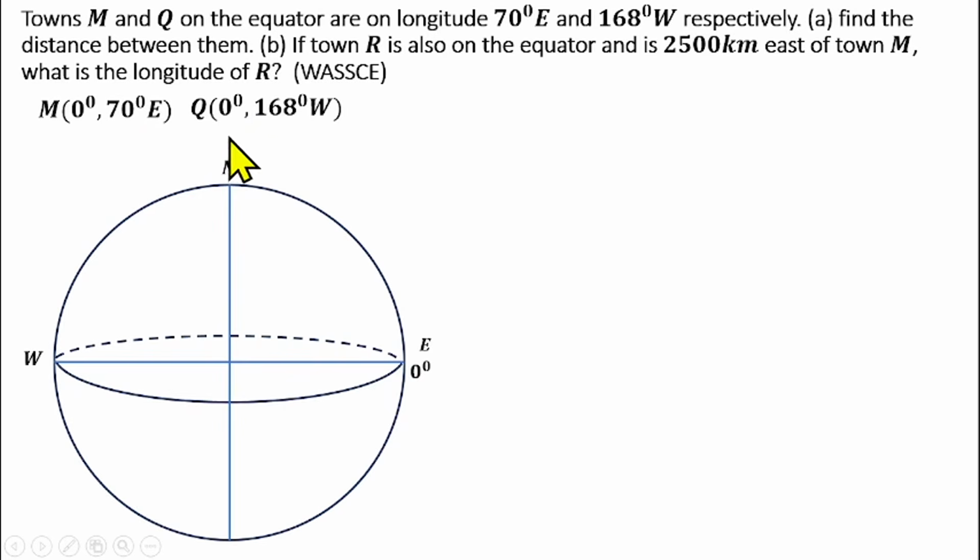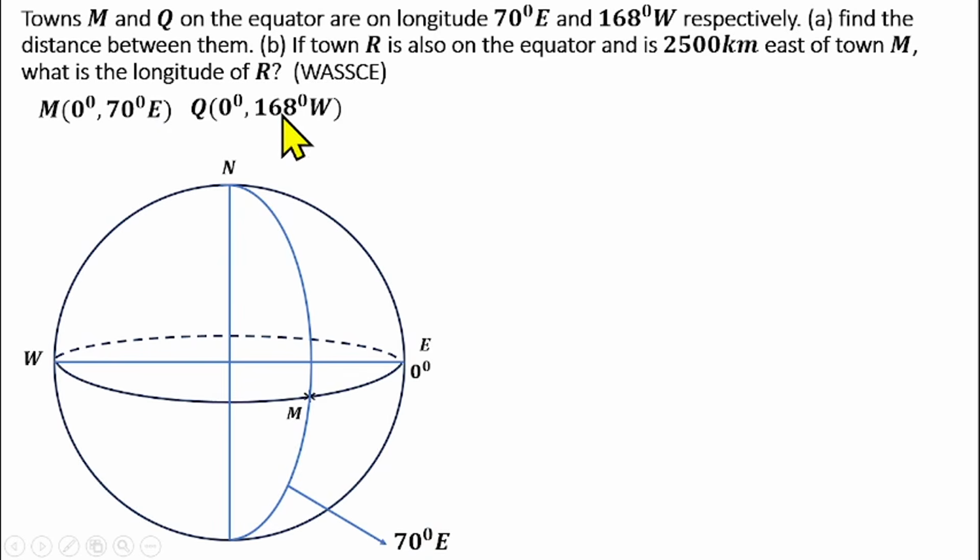If I should ask you what the angular distance between point M and point Q is, that should be 70 plus 168, because they are in different hemispheres. We are going to add the angles together, which should be 238. So let's complete the diagram. Point M is on 70 degrees east of longitude, so I'll draw a longitude here, which is 70 degrees east. That means this point will be our point M.